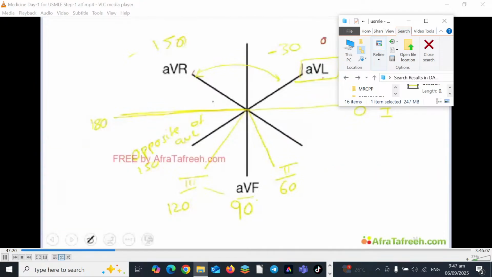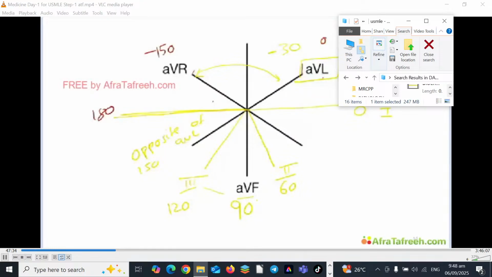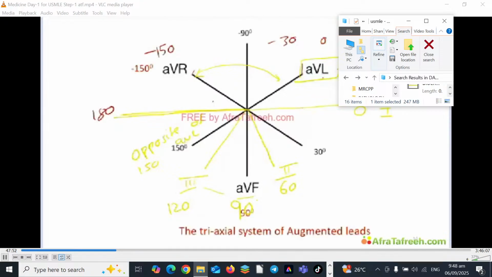Okay, it's not visible. I'll use red. This is minus 50. This is minus 150 because of the difference from 180 degrees. Is this color better? Okay. And this becomes minus 30 degrees. Is that clear? Now, why are we so hell-bent on understanding all this?